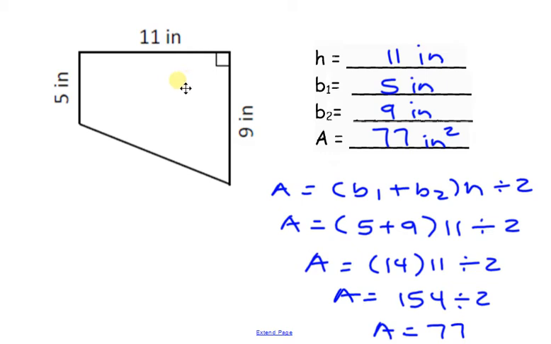The easiest way to figure out where the bases are is find the two lines that are parallel. This line right here is parallel to this line. And again, parallel means that they'll never intersect, okay? Those are going to be your bases. So your height is 11 inches. Base 1 is 5 inches. Base 2 is 9 inches. And when you follow order of operations all the way through, you should get 77 inches squared. 77 inches to the second power.